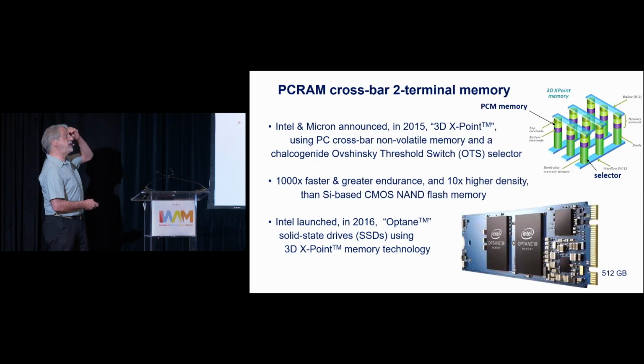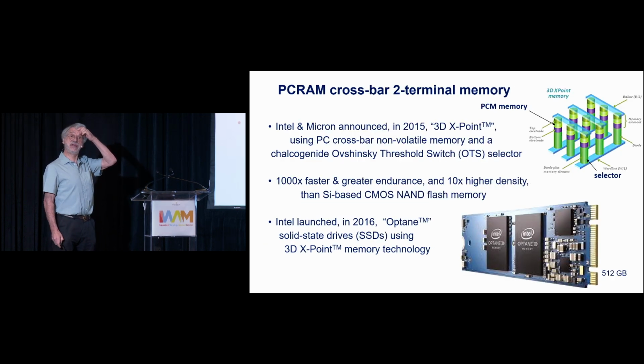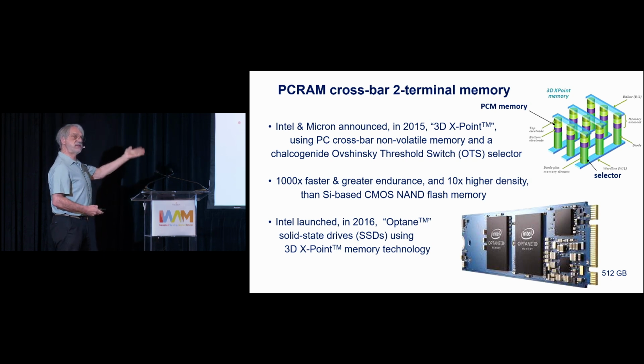And these are very simple devices. They're 2-terminal devices. You have a top electrode, a bottom electrode, and your magic material in between, and you apply these short voltage pulses to switch the material between crystal to glass or back again.